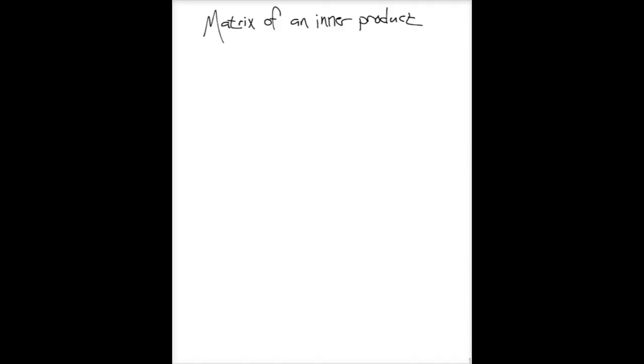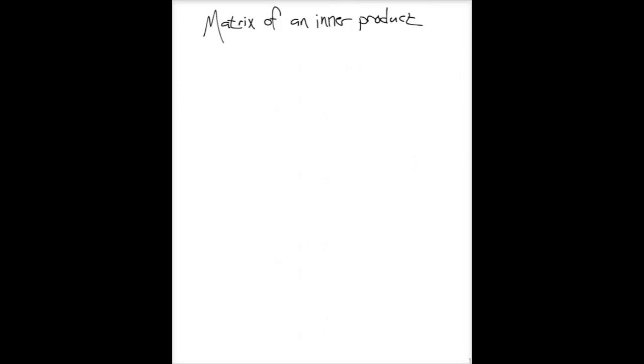In this video, we'll continue our conversation about inner product spaces, or vector spaces with an inner product, by seeing that at least in the case when V is finite dimensional, there is a way that we can represent an inner product with a matrix. It's called a matrix representation of the inner product.